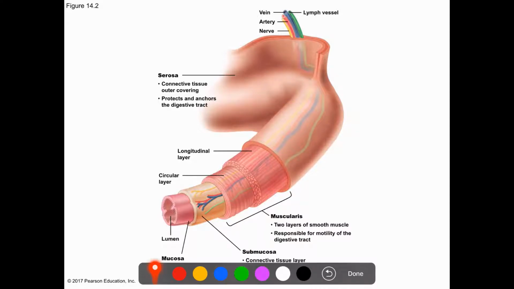along the tract. Along with that, within the lumen, there are the sphincters. These are thick muscles or muscular rings that separate some of the organs, and we will see some of them.